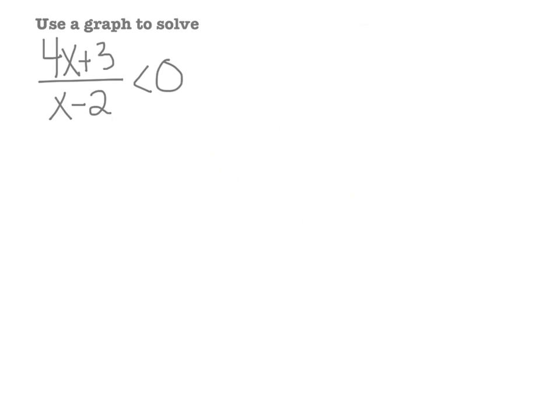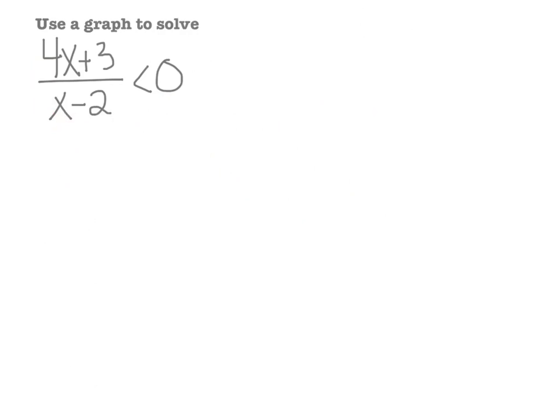For this next example, the instructions say to use a graph to solve. And this one already has a 0 over here, so you don't have to do any subtracting, but you always want to make sure that that's a 0 over there before you start. And then you're going to put it in the graphing calculator and look at it. Things we know about this, we've got a vertical asymptote at x equals 2. We've got a horizontal asymptote at y equals 4.